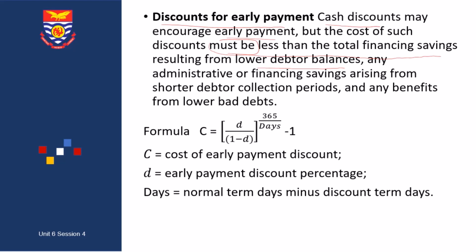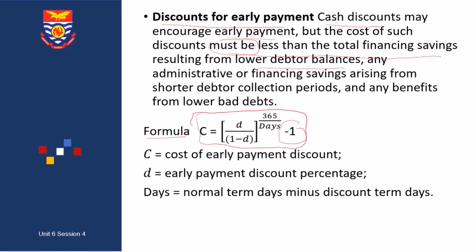So this is how to find the cost of the discount or the percentage of the discount. C represents the cost. This is the formula here: C equals, in big brackets, D over 1 minus D, raised to the exponent 365 over days, all minus 1.